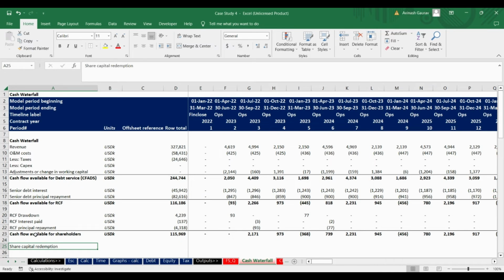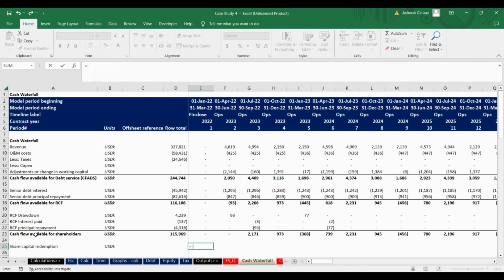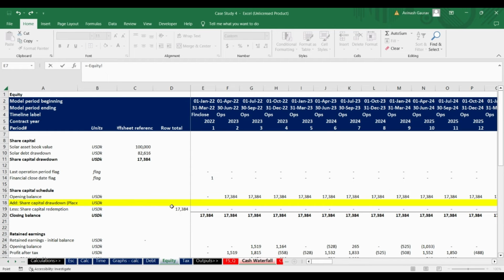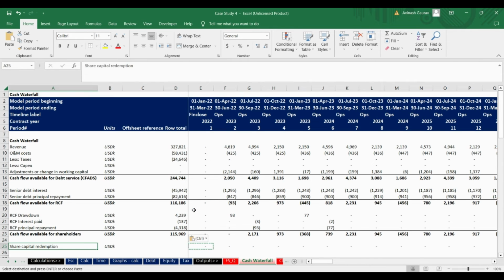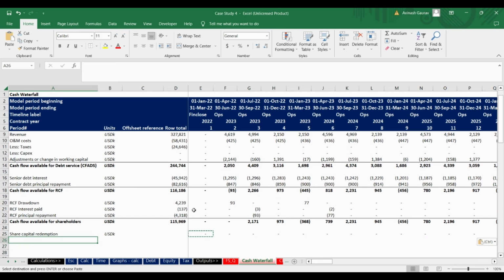So we already have captured this in our model. Again, if you want to learn about this modeling technique, you can subscribe to our course and learn these concepts from there. So share capital redemption, I can link from my equity sheet. I have already calculated it in my equity sheet, so here is the share capital redemption, which I can link. Okay, now this is my share capital redemption.